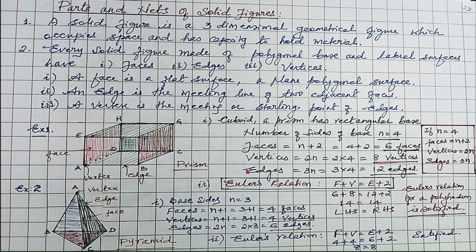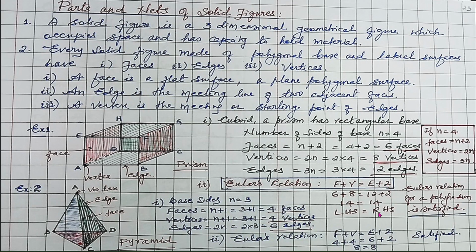Now, let us understand with an example. The number of faces in the cuboid are 6. The number of vertices are 8, so 6 plus 8 is 14. The number of edges are 12, 12 plus 2 is 14. LHS is equal to RHS, and therefore Euler's relation for a polyhedron is satisfied, and it is satisfied for a prism which is a rectangular based prism and also a cuboid here. Please remember Euler's relation for a polyhedron: the number of faces plus the number of vertices is equal to the number of edges plus 2.